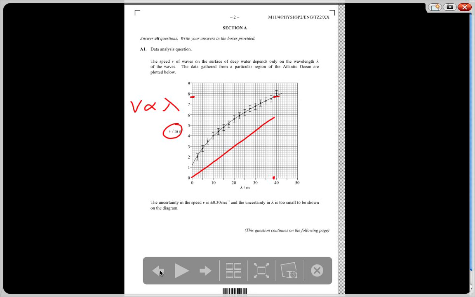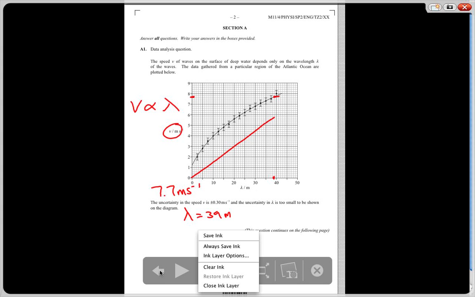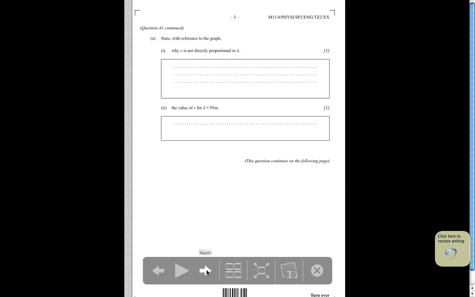So it's important here, obviously, you're going 5 small blocks from 7 to 8. So that's in the middle between there, so that's going to be 7.7. So 7.7 meters per second is when your wavelength is equal to 39 meters. Okay, so those are those two questions.